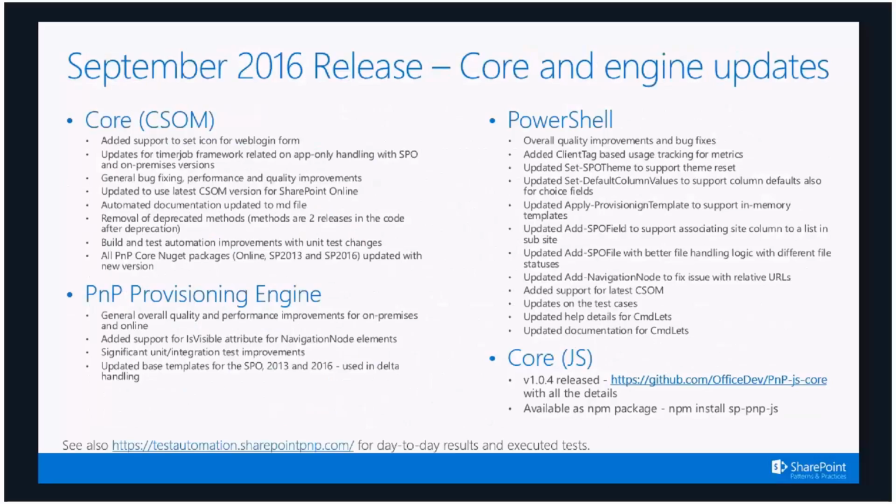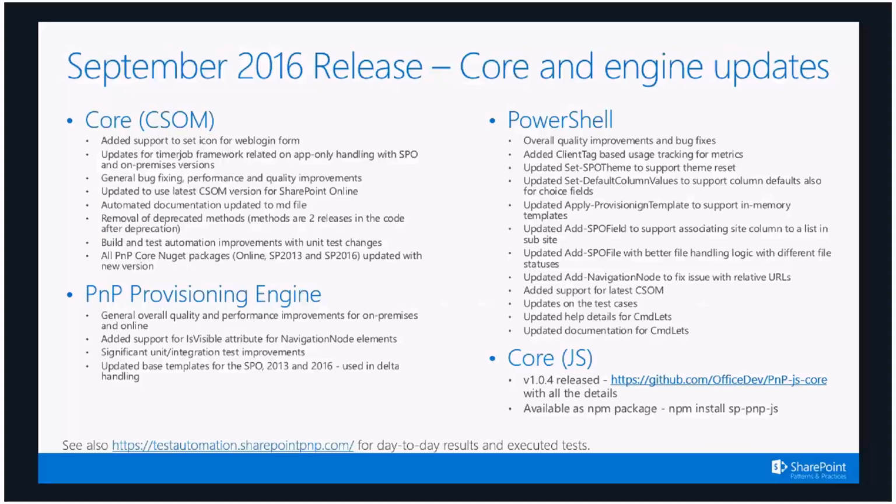On the core component or the core team development perspective, in the core components, there were a lot of improvements and quality improvements. There were some issues and bug reports in August, which have been addressed. The PnP provisioning engine, pretty much the same thing as well. There were some changes on the PowerShell side, some additional updates on the existing PowerShell commandlets, which will help the scripts to be, A, more reliable, B, more flexible on different options. And then there was a version 1.0.4 release of the core component for JavaScript, which is one of the deliverables from the PnP as well.